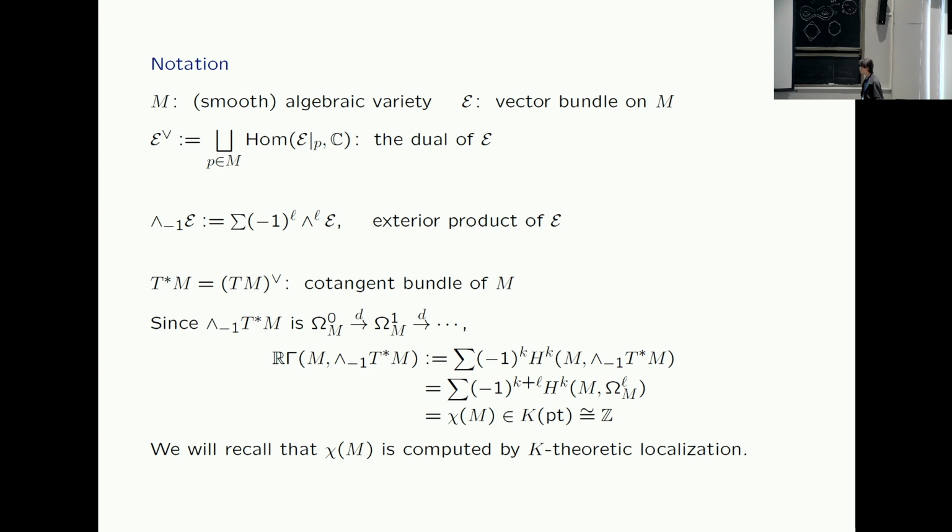So we will compute this Euler number by the localization method. So let us introduce some notations. We consider the algebraic variety M. In most cases, this is smooth. And a vector bundle E on M. Then E check denotes the dual of E, and wedge E denotes the exterior products of E. Then we consider the cotangent bundle of M.